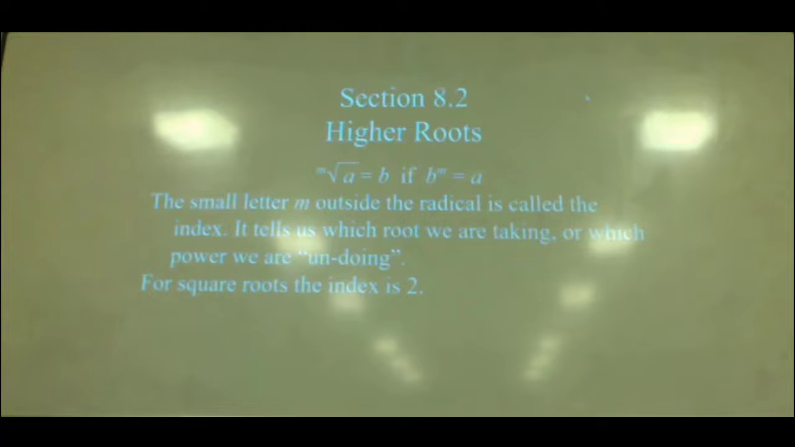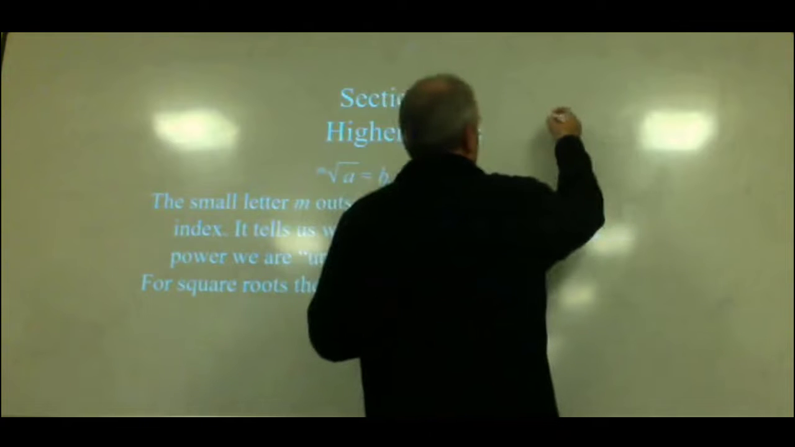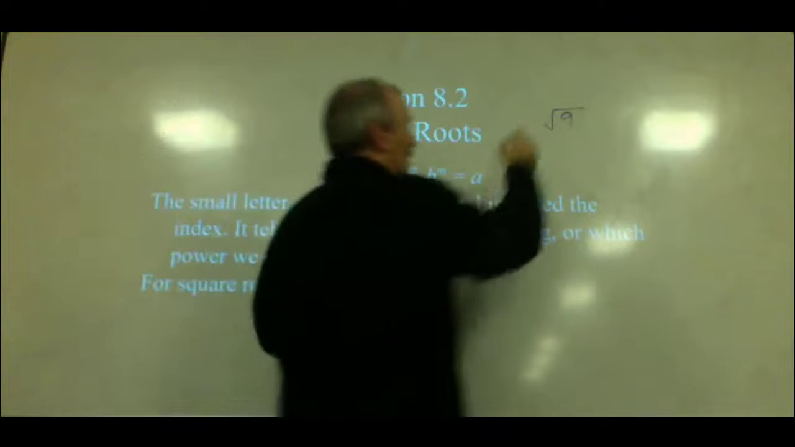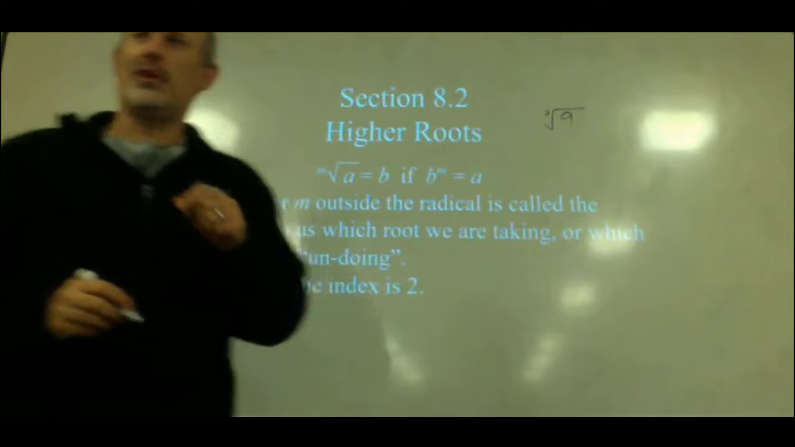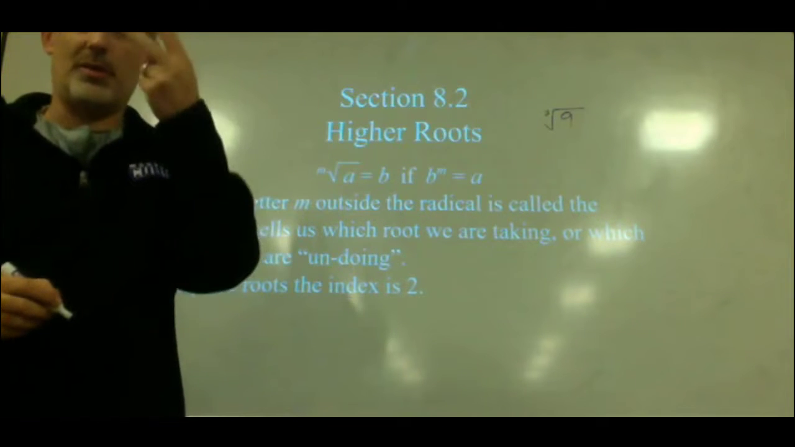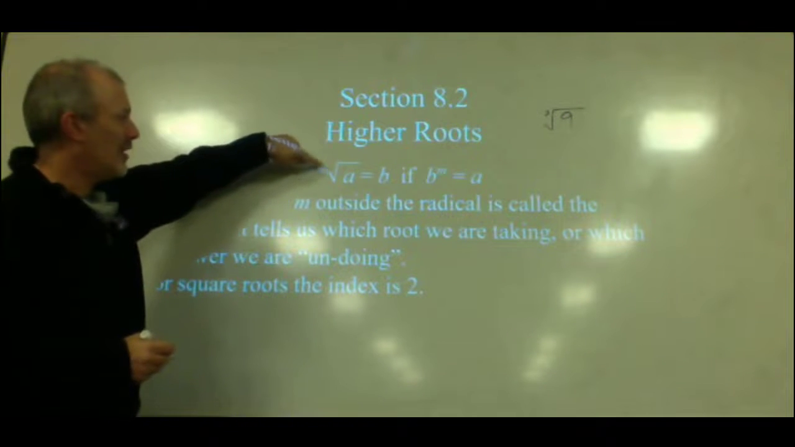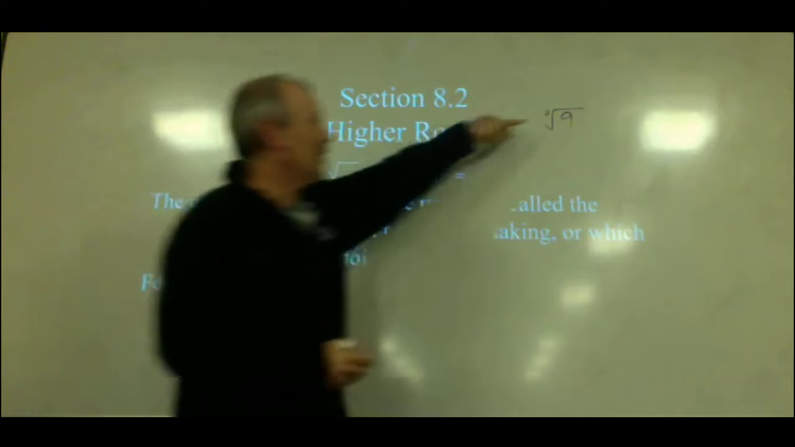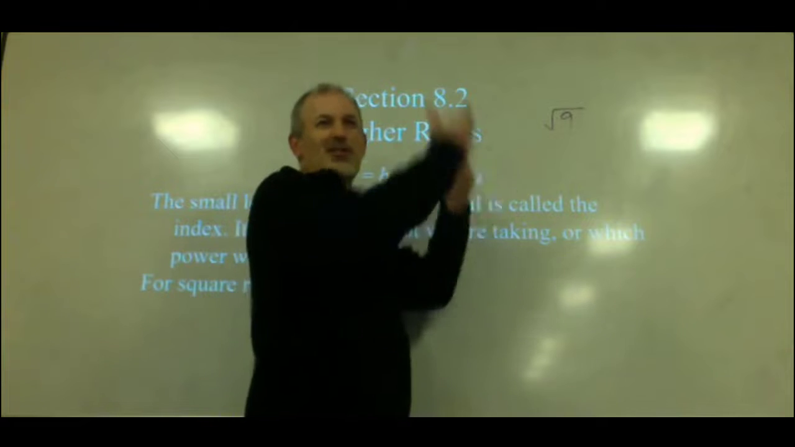Let's do them. Section 8.2, higher roots. It just means bigger than square roots. We didn't talk about this because it's automatically written. But when we see this symbol, there's a number right here that's automatically there, and it's a 2, because we're looking for what number multiplied by itself, so 2 of them, equals 9. We also have the same type of thing with a number here that's not a 2. If there's nothing there, it's understood to be a 2. It's one of those things that we just know.